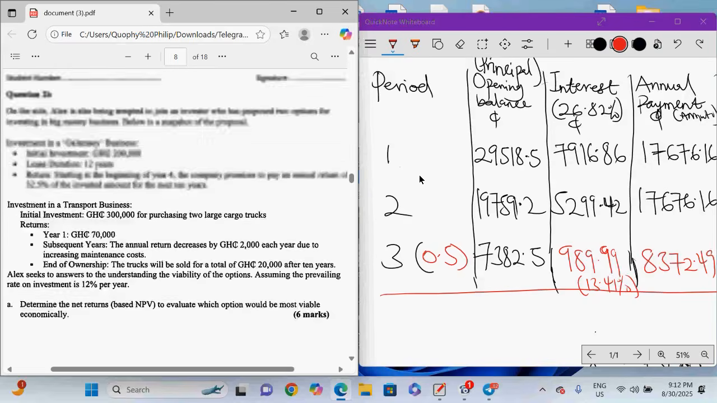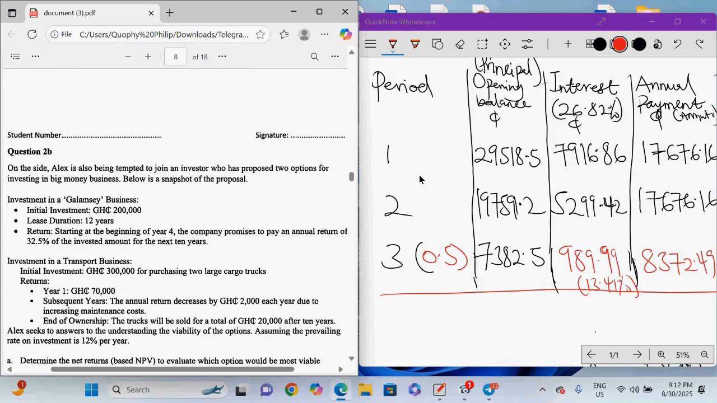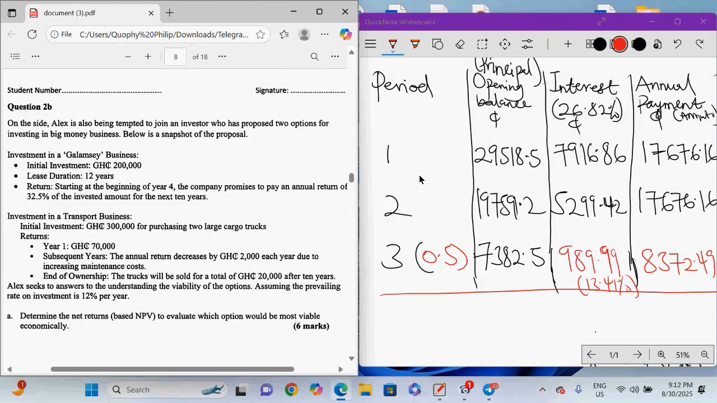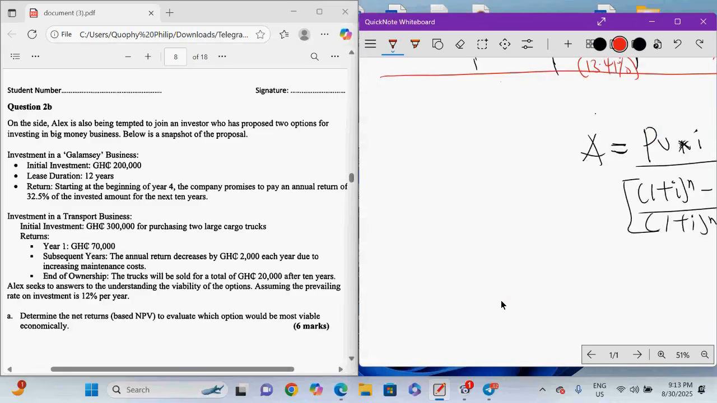Okay. So here you have 2 options. One is operating a galamsey business, and the other one is operating a transport business. So you would have to use the NPV to evaluate the 2 options, right? Yes, and tell us which one is more viable in terms of profit, or in terms of the returns. Right, so you have to do it for the galamsey, you have to also do it for the transport business. So let's look at that.